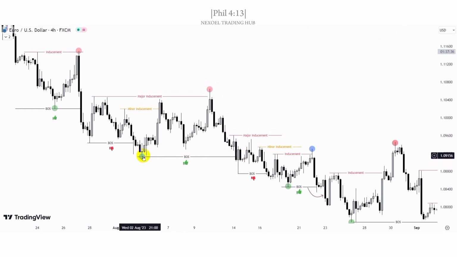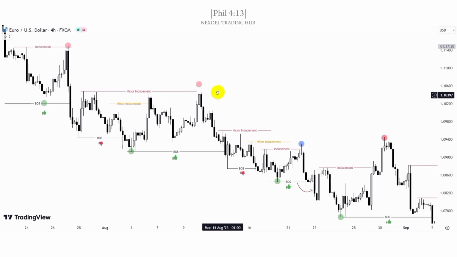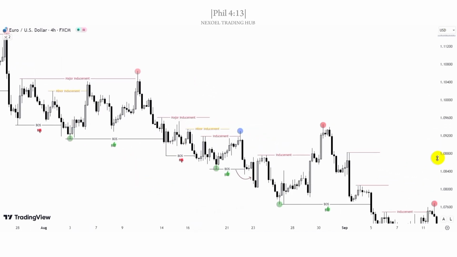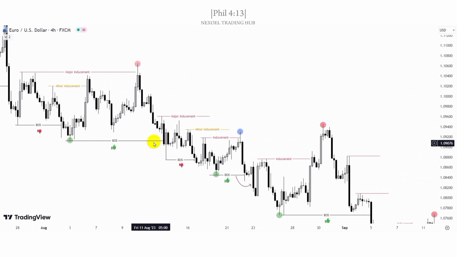So this is a valid lower low because this took out minor inducement, took out major inducements. So now we have price created the high, we have the drop of price to the downside, price broke structure to the downside. This is a valid break of structure because we can see candle body close below this swing low. Now we can see that before price took out this swing low, price created this pullback.